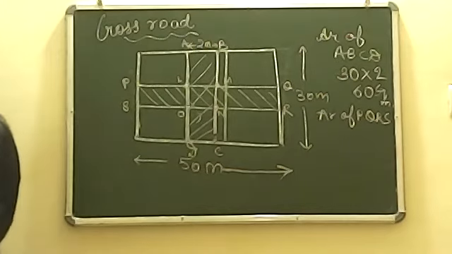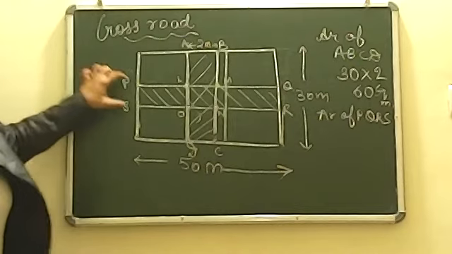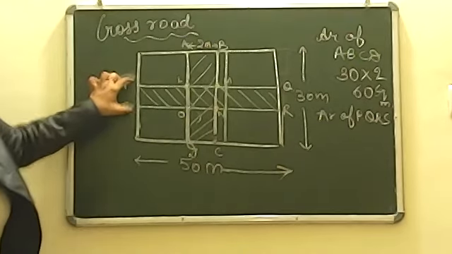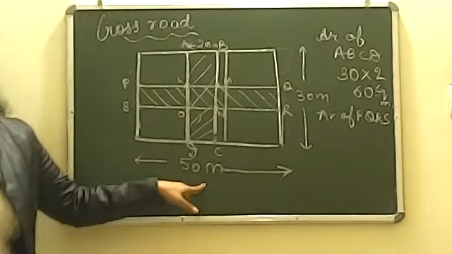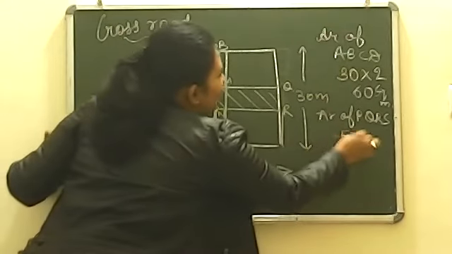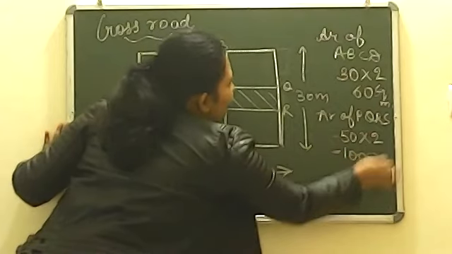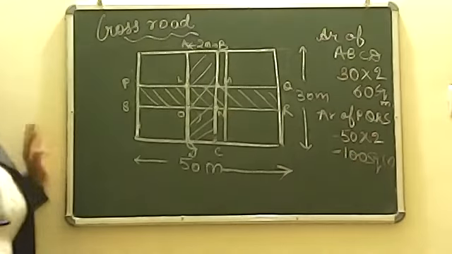What is the breadth in this? Yeah, you can call it, what is the smaller part of it? What is this PS? 2. What is this SR? 50. So the measurement, when you take it, it will now be 50 into 2, which will give us 100 square meter. Now this also you have done.